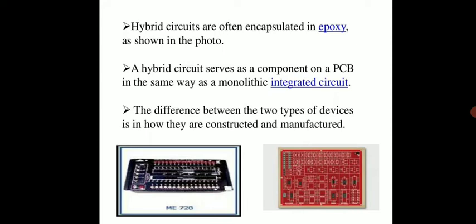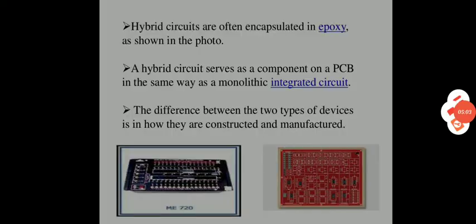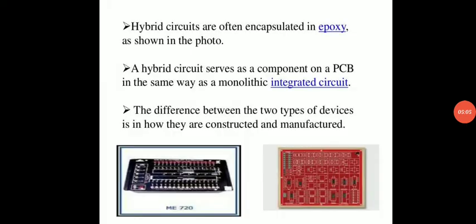Hybrid circuits are often encapsulated in epoxy, as shown in the photo. A hybrid circuit serves as a component on the PCB in the same way as a monolithic integrated circuit. The difference between the two types of devices is in how they are constructed and manufactured.